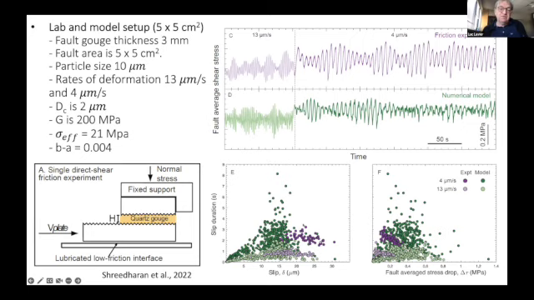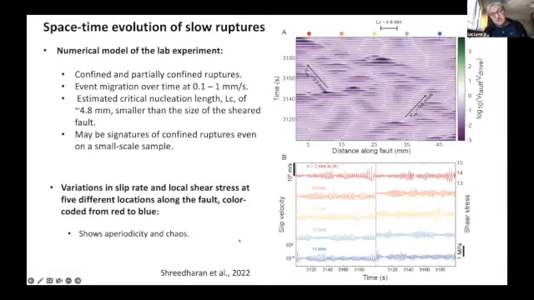In terms of slip duration versus slip duration between fault average stress drop, we kind of match. It's not perfect, obviously, but we have a good match. We're in the same domain as the lab experiments. So we decided to look at more details inside the model. We look at the space-time evolution of slow rupture, driven at 13 micrometers per second or 4 micrometers per second. This is a numerical model of the lab experiment.